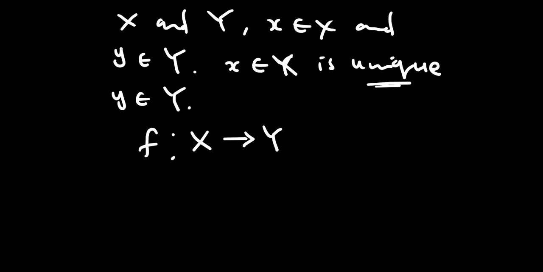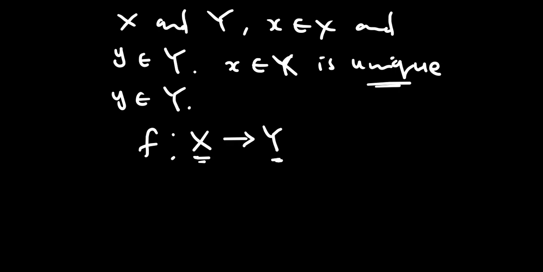So for every element x that I pick in the set x, it should be mapped to only one element in y. Then that is a function. So nothing in x should be left out; every element in x should be mapped to a unique element, to one element in y.